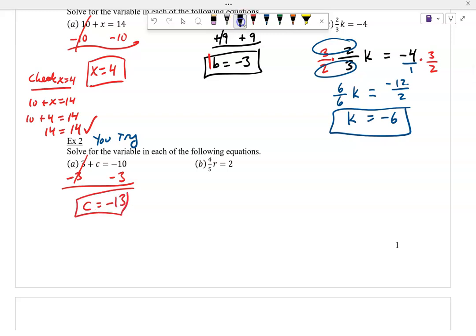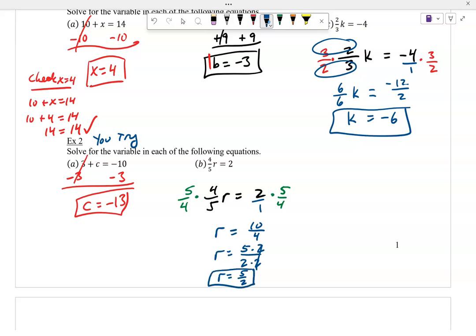Here you've got 4/5 r equals 2. Go ahead and multiply by that reciprocal 5/4 on both sides. And see how you got 20 over 20r, so 1r. And over here I got 10 over 4. Now both of those, 10 is 5 times 2 and 4 is 2 times 2. So 10 over 4 is just 5 over 2.